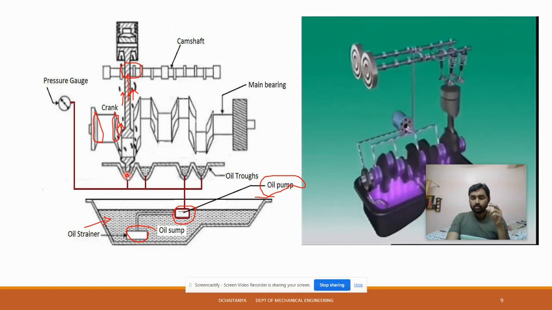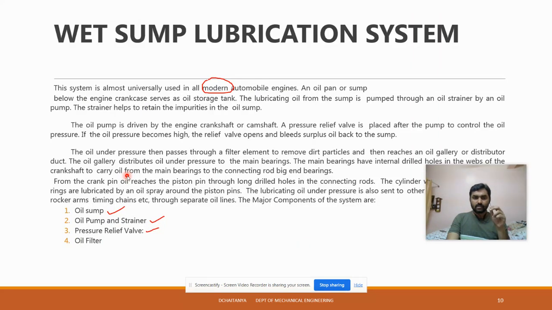So due to uneven distribution of oil, what happens in olden vehicles? Due to overheating, the viscosity of the oil will change. It turns into dirt, it turns into grease. That's why wet sump is mostly an advanced design, seen in modern automobile engines.